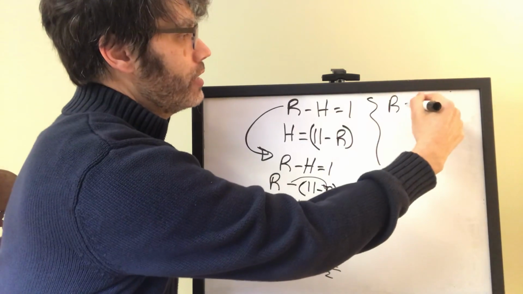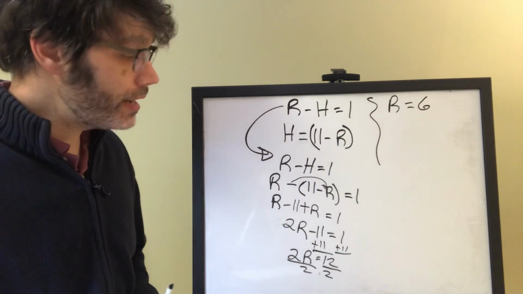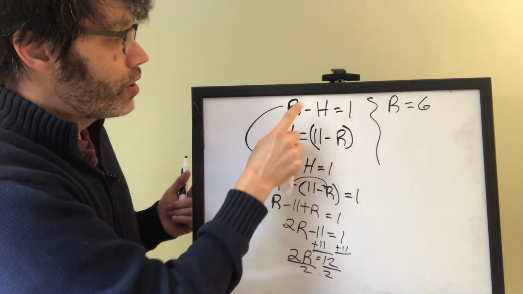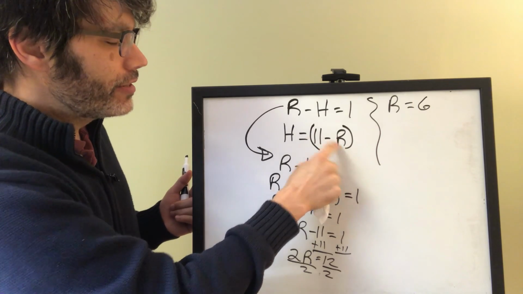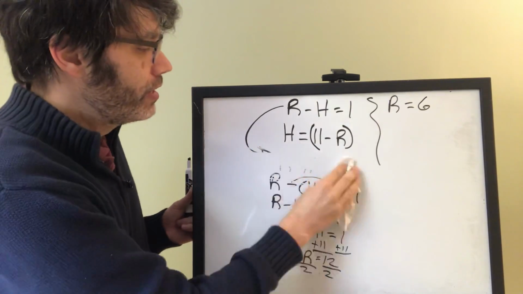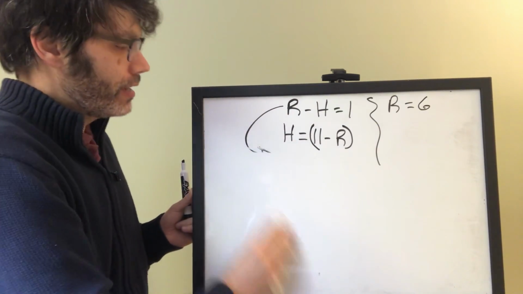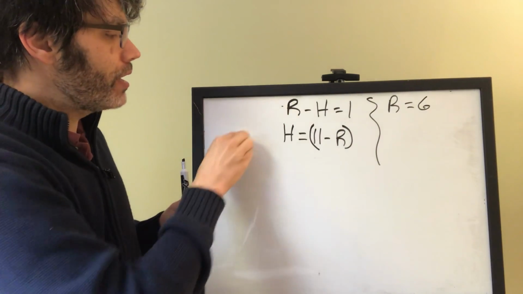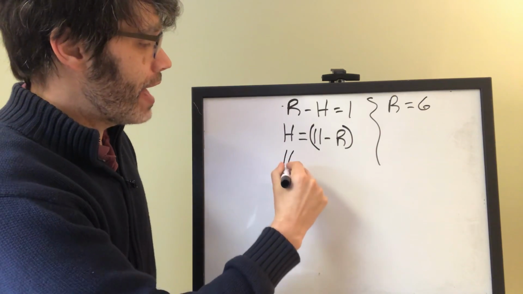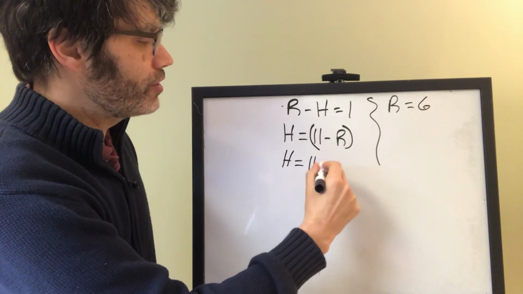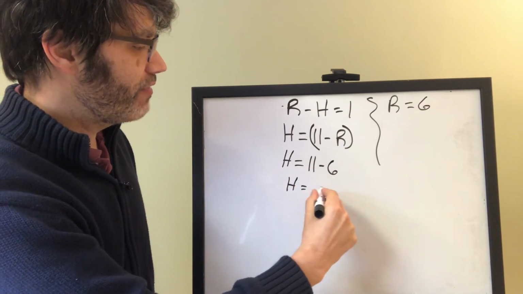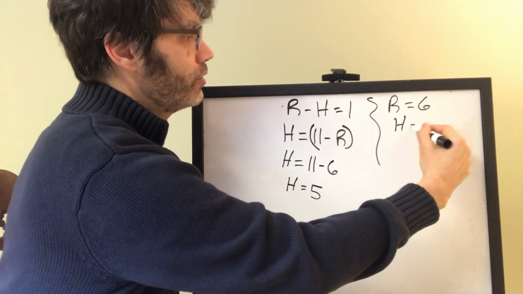So r equals 6. Now, to figure out what h is, we could plug 6 in for r here, or 6 in for r here. Don't you think it would be easier to plug 6 in for r here because we already have h by itself? So let's use this bottom equation. Not that you couldn't use the top one, but because it's so much simpler to use this bottom equation, let's do that. So h equals 11 minus r, which we now know is 6. So 11 minus 6 is 5. So now we know that h equals 5.